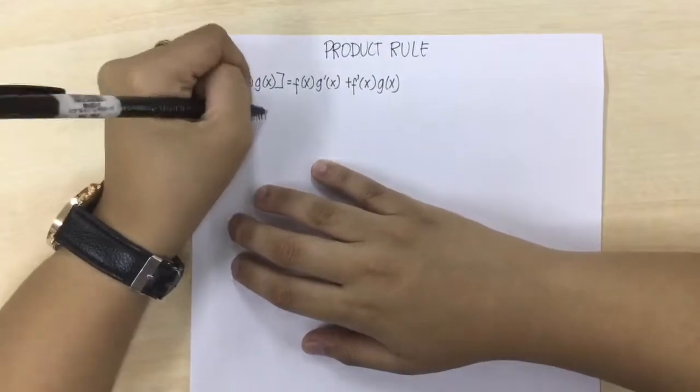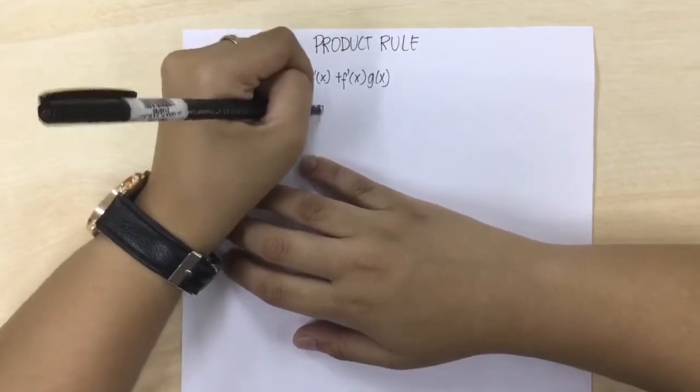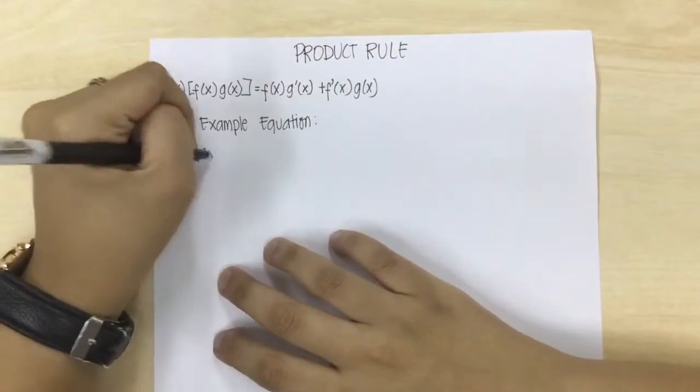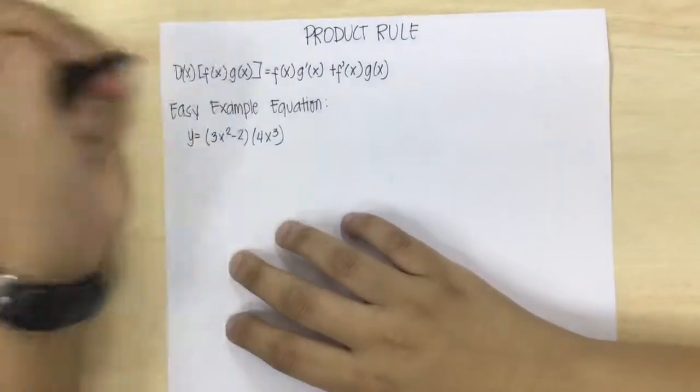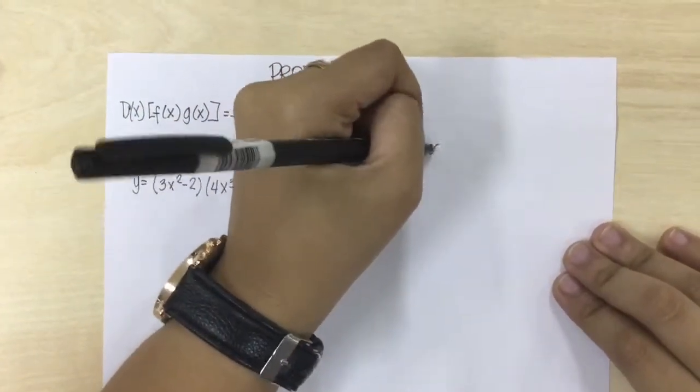Easy sample equation. y is equal to 3x squared minus 2 times 4x cubed. The derivative of every function.